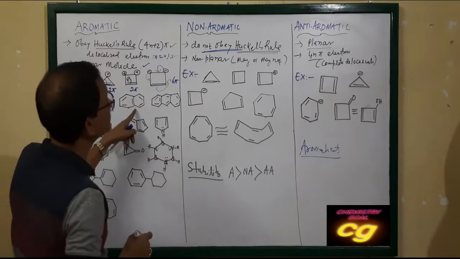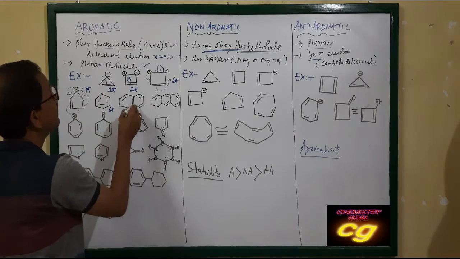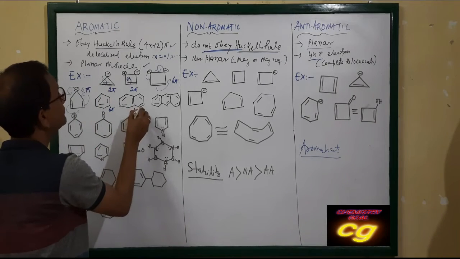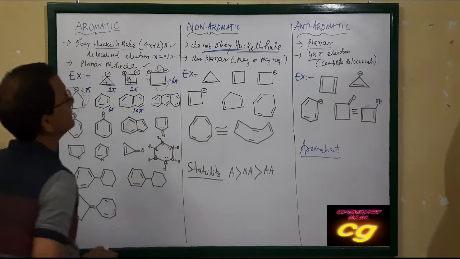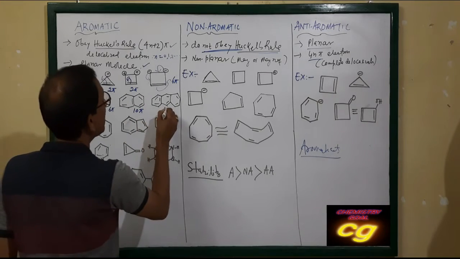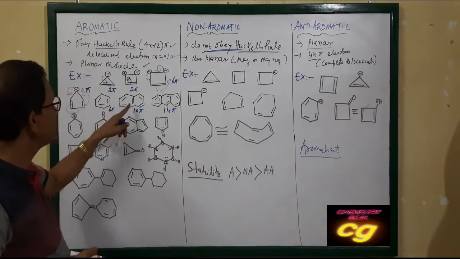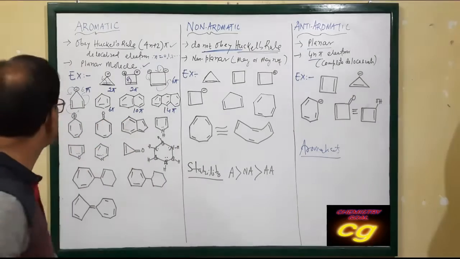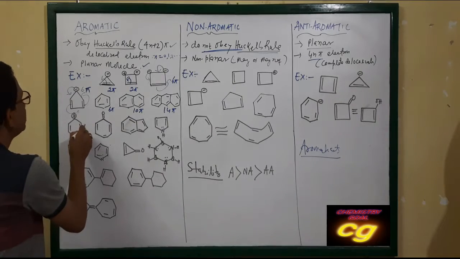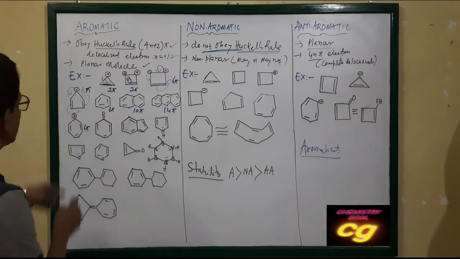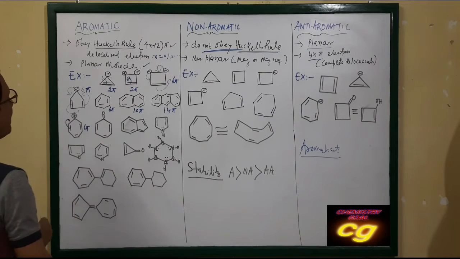And this is naphthalene, how many? That is 10 pi, aromatic. And this is how much? That is 14 pi. Benzene, naphthalene, anthracene, like this. And this is also aromatic because 6 pi electron which is completely delocalized.